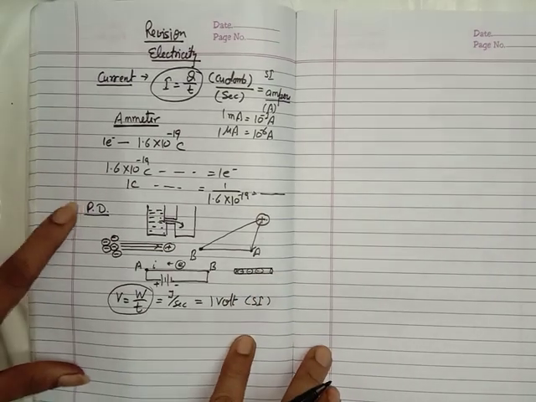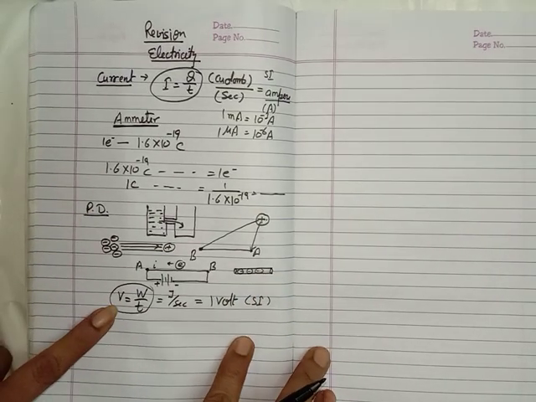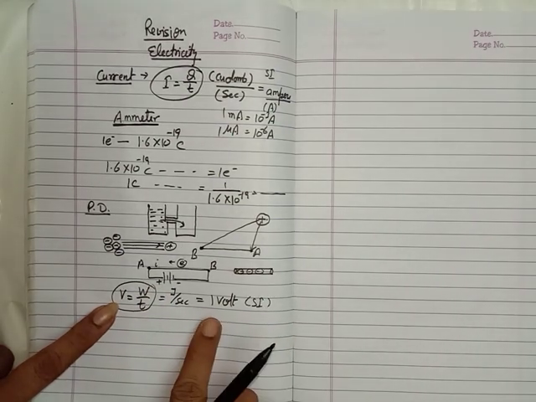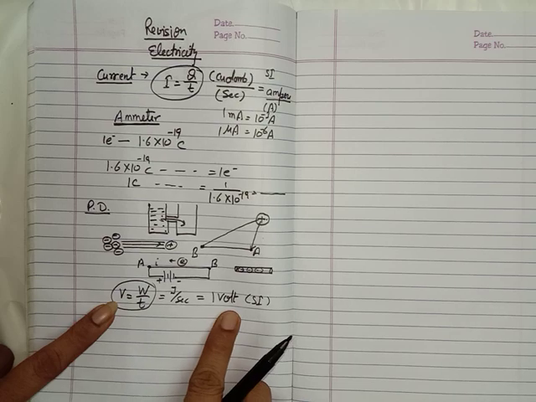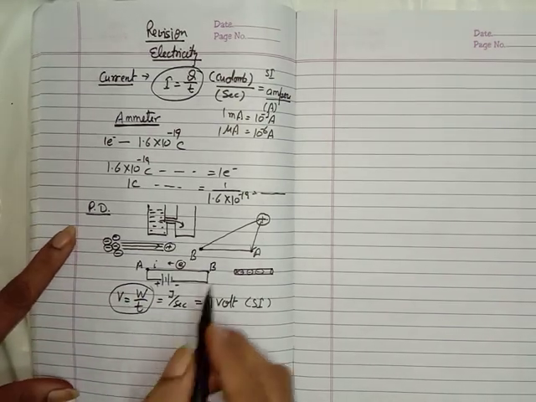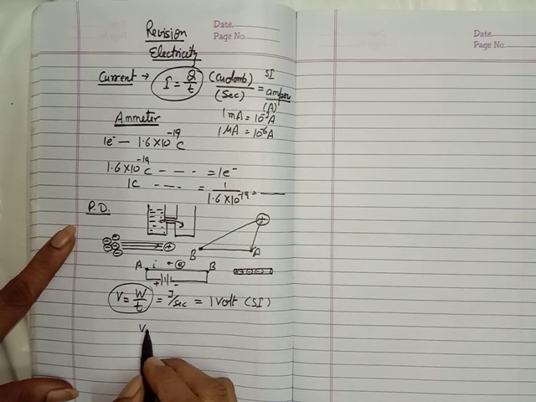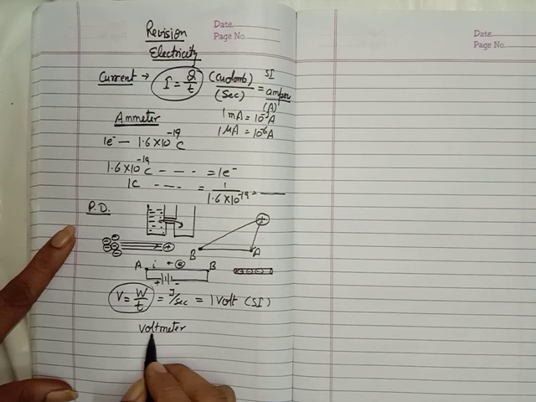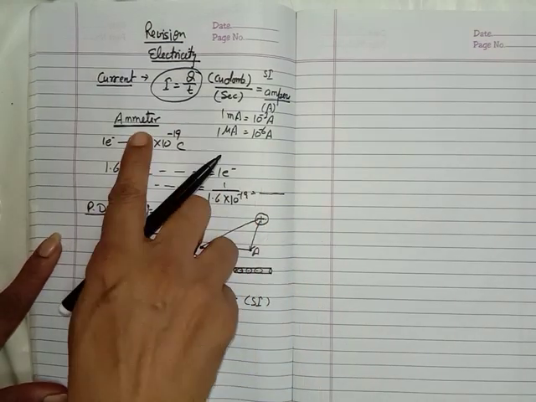Now, we represent the potential difference by the symbol V, and potential difference is equal to work done upon time, and the SI unit of potential difference is volt. The instrument which we use to measure the potential difference between the 2 terminals is the voltmeter. Something very interesting about the voltmeter and the ammeter.